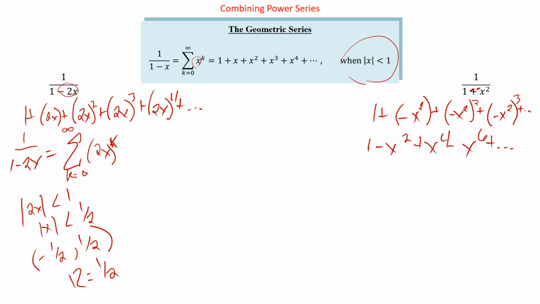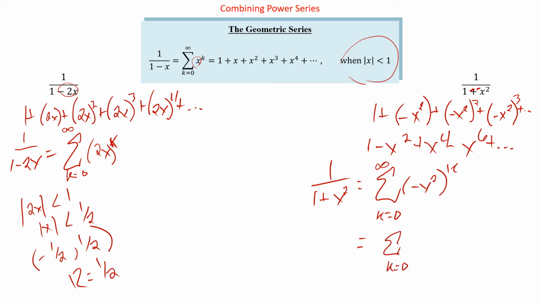We can take that negative x squared and plug it into the summation. 1 over 1 plus x squared will equal the sum from k equals 0 to infinity of negative x squared to the k, which we could simplify. The x squared to the k could be x to the 2k, and that negative, it'll be just negative 1 to the k. We have to multiply because that'll get us our alternating series.